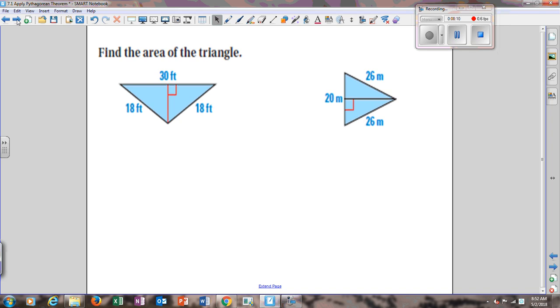So here's 2 more examples. Find the area of the triangle. So we have 30 foot across the bottom, but that's the whole bottom. So half of that would be 15.